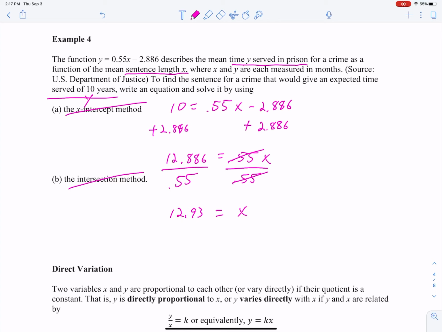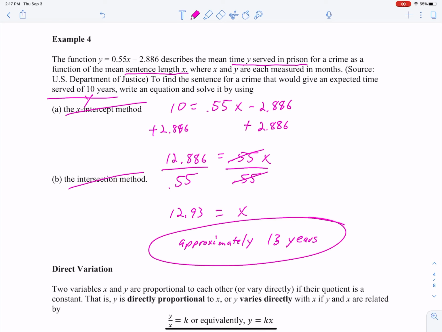But if you know anything about the legal system, they're not going to say you've been sentenced to 12.93 years. They usually give whole years or half years or something like that. So we'll say approximately 13 years. Okay, so there we go, approximately 13 years.